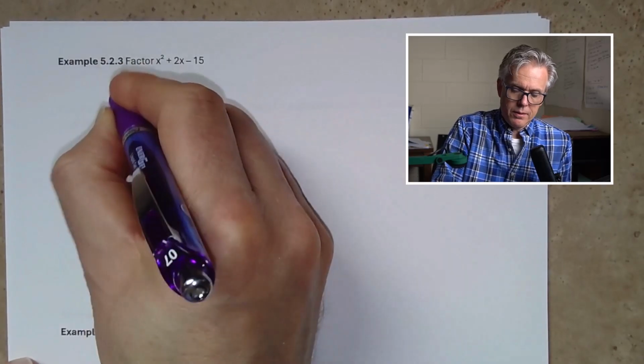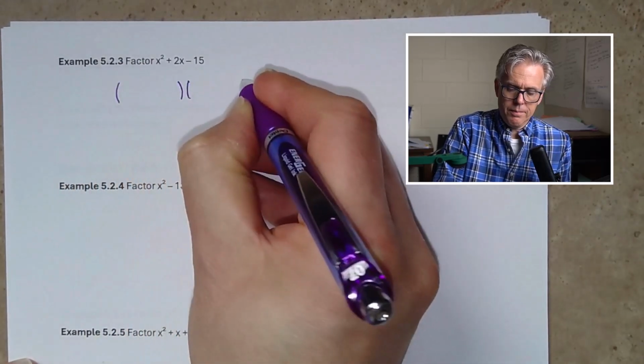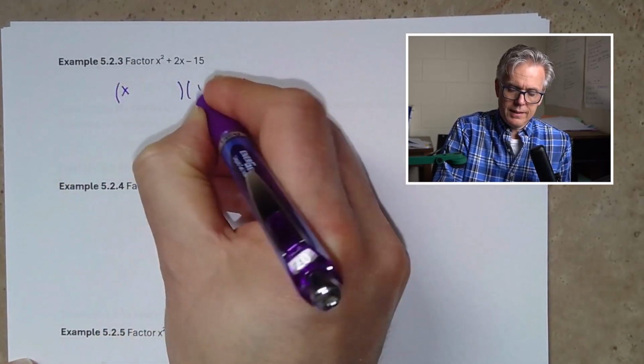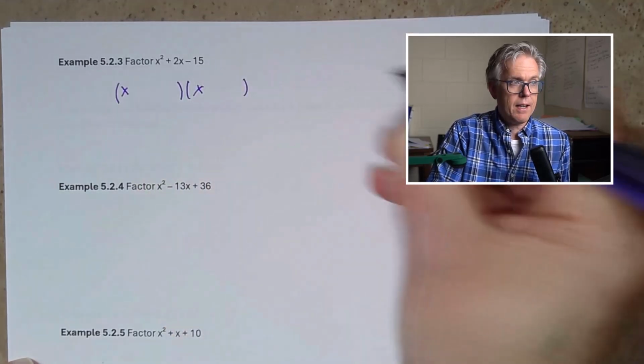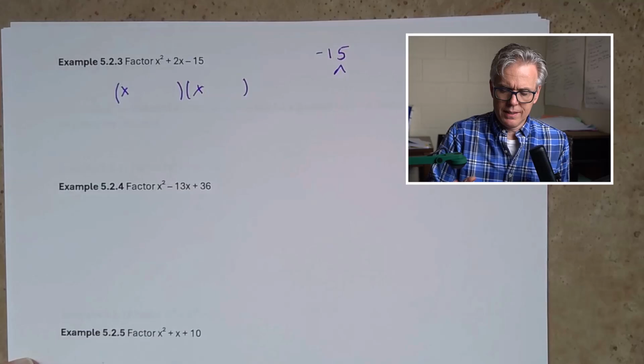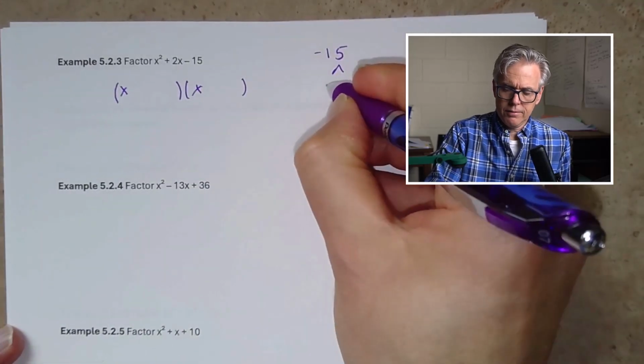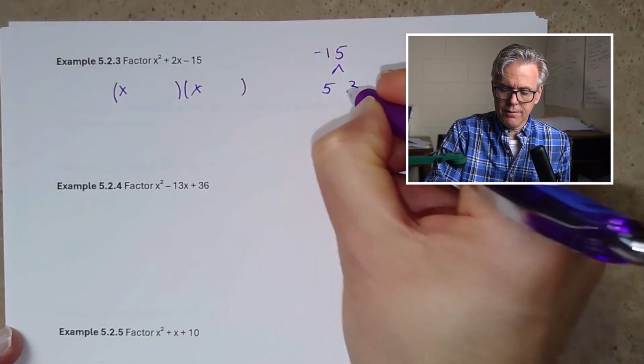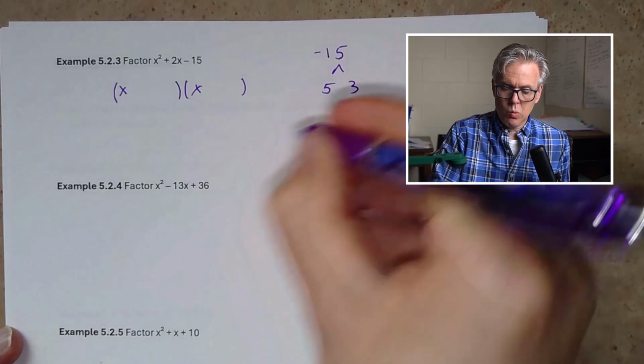Factors of 15. So I'm going to go ahead and do my binomial. So we know it's x times x. Okay, so factors now of 15. Really, it's negative 15. I don't worry about the negative right now. So let's find factors of 15. So we know it can be 5 and 3 or 1 and 15.